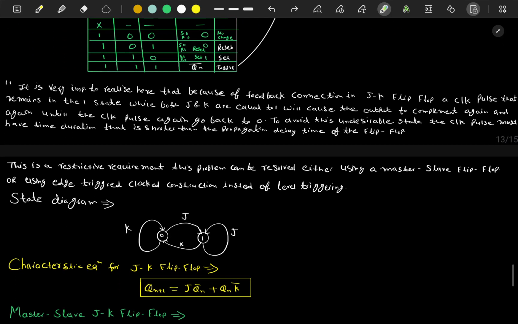Now it is very important to realize that because of the feedback connection in a J-K flip-flop, a clock pulse that remains in the 1 state while both J and K are equal to 1 will cause the output to complement again and again, until the clock pulse goes back to 0. To avoid this undesirable state, the clock pulse must have a time duration shorter than the propagation delay time of the flip-flops.